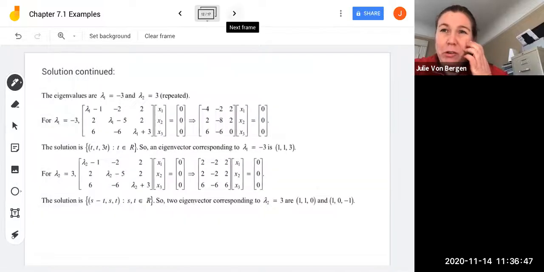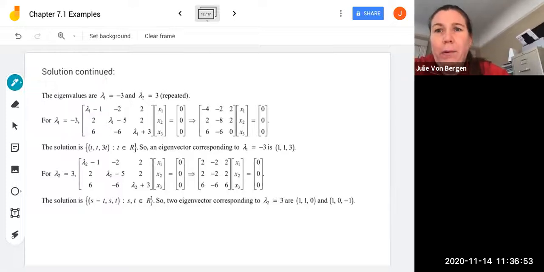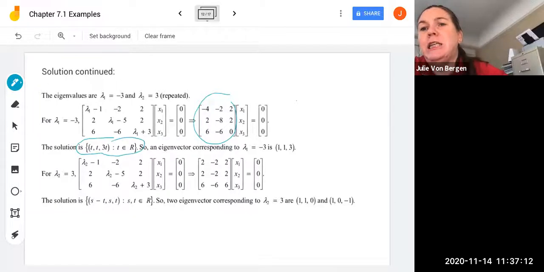And so when we do our solution here, our eigenvalues are going to get put into the matrix and calculated. So when lambda 1 is -3, here's how our matrix works out. And then we multiply that by x1, x2, x3, and we get zeros here. So the solution is going to be in terms of the free variable t. So we're going to have t, t, and 3t. So again, there's an infinite amount of eigenvectors corresponding to this.